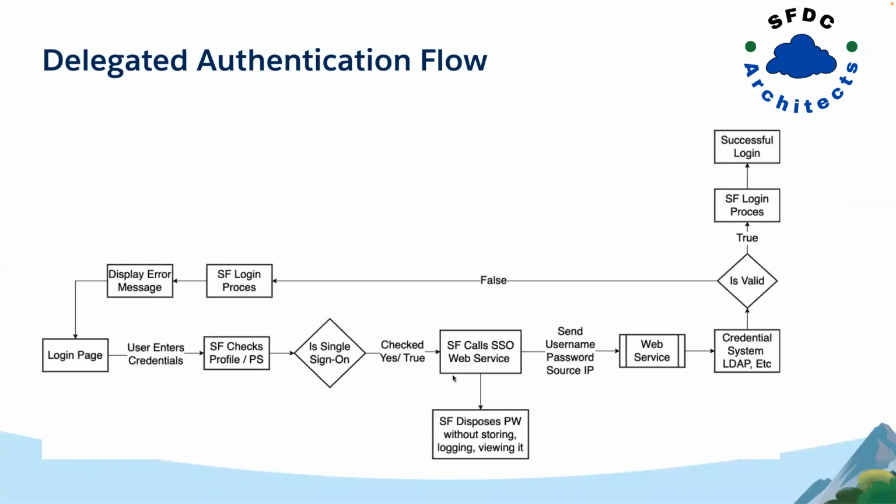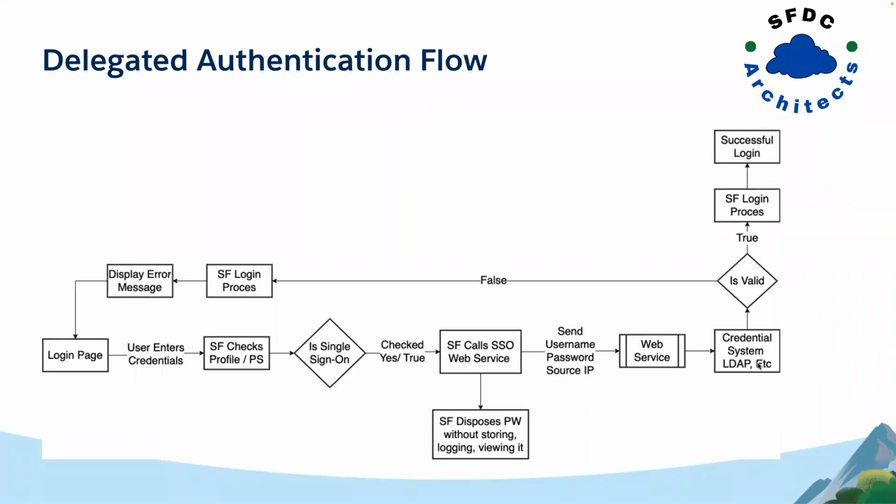This is the delegated flow, so then it goes to the web service. At this point, Salesforce received that password, but because it's single sign-on, it doesn't store it. It doesn't log it, it doesn't view it. It basically throws it away. This information is going to go to the web service. It only is going to send username, password, and source IP. So you can't use federated ID or any other custom attributes if you're using this particular method, because Salesforce is only sending these three particular components.